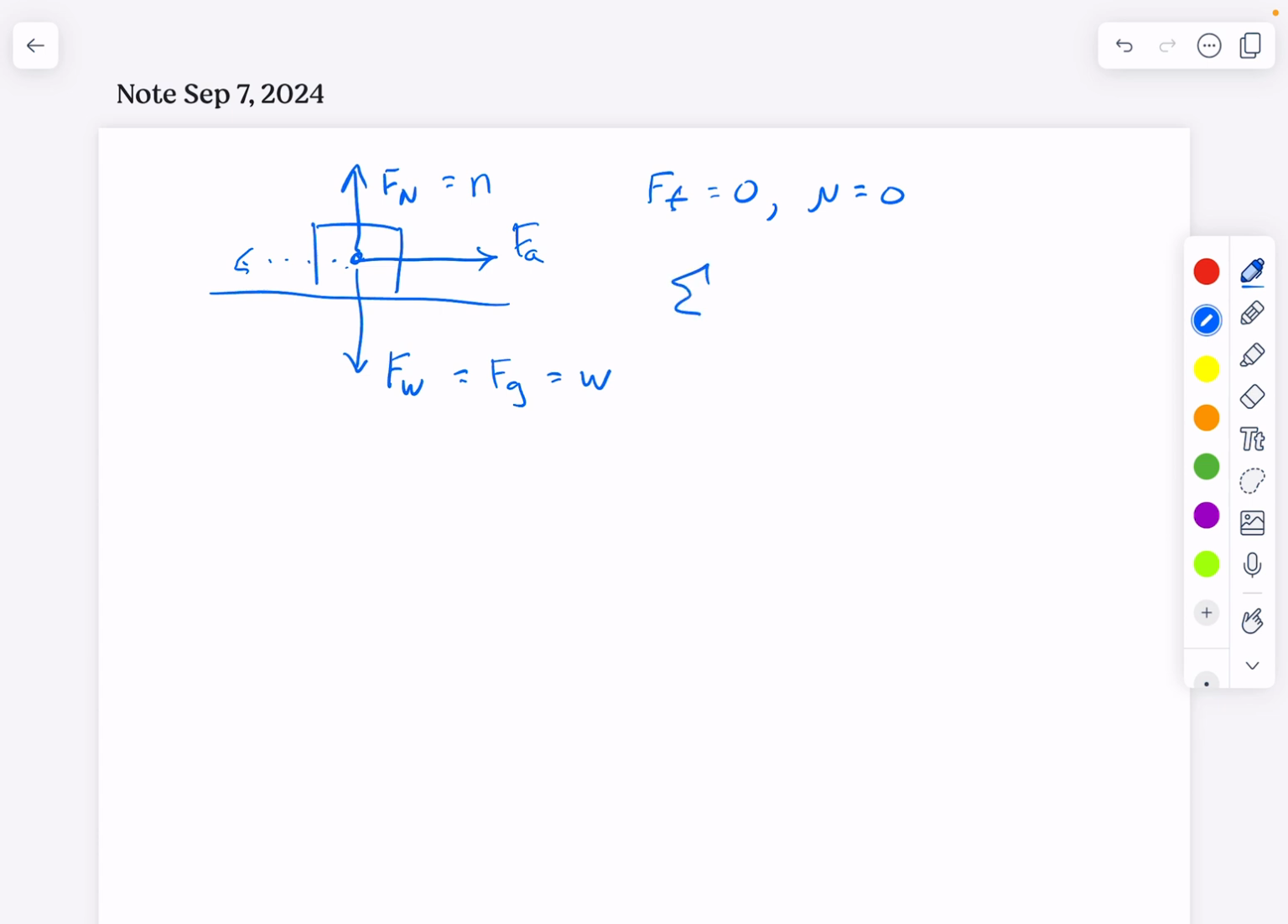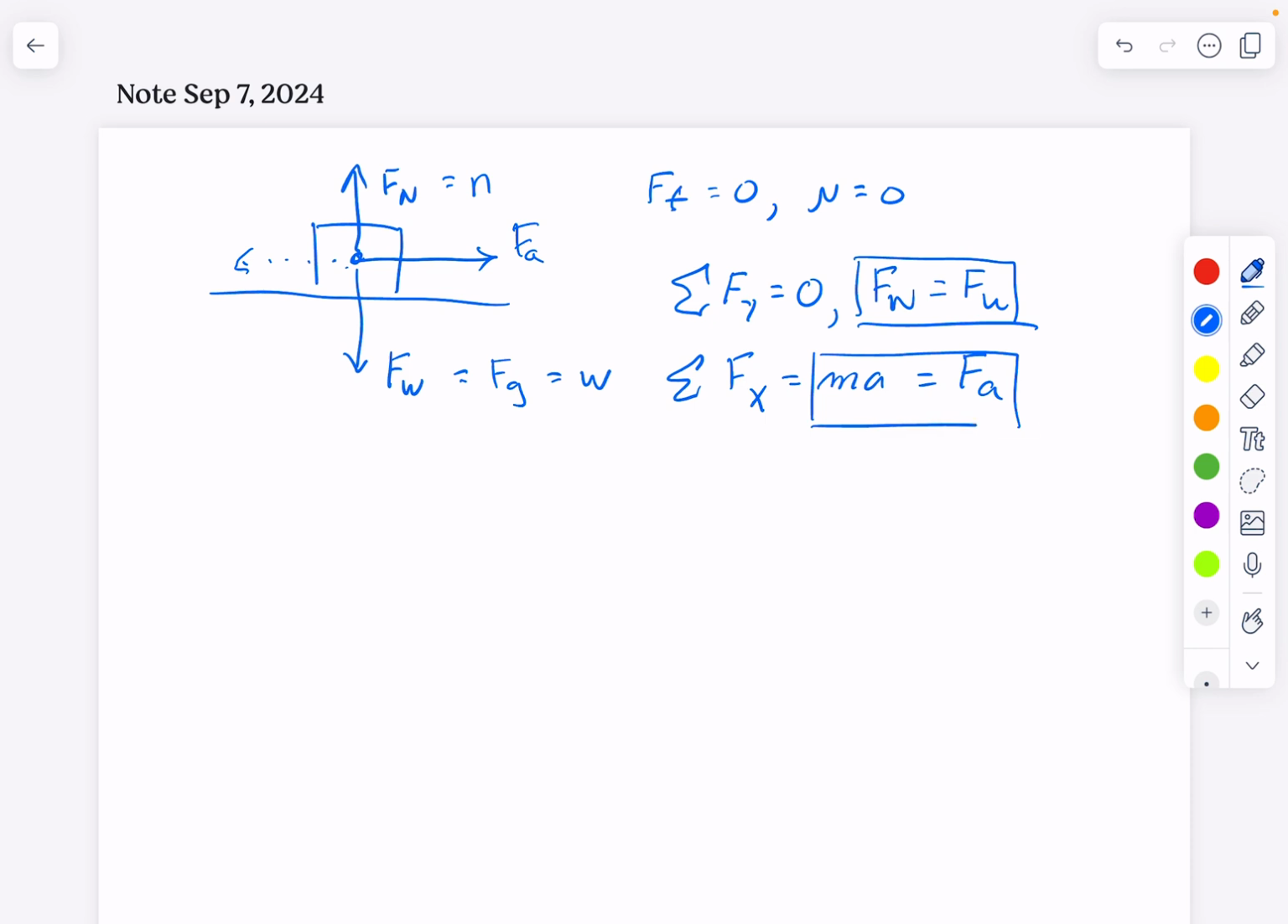So if we take the summation of our forces in the y direction equaling 0, what that means is that the normal force must equal the force of weight. And the summation of forces in the x direction do not equal 0. And if they don't equal 0, then they have to equal ma. And it turns out that the unbalanced force in the x direction is F sub A. So we have these two equations right here, and depending upon what they give us in the problem, we should be able to solve for those other variables.